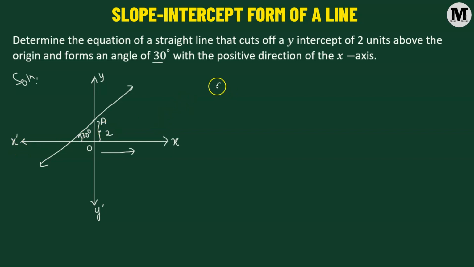Now that we have the angle theta, which is 30 degrees, we can find out the slope of the line. The slope of the line m is simply the tangent of the angle that it makes with the positive direction of x-axis. We have tangent of 30 degrees, that's going to be the slope. Tangent of 30, we know, is a standard value of 1 over square root of 3. So this is going to be the slope of the line. Now it's also given here that the y-intercept is 2 units above the origin. So that means the y-intercept, which we usually denote by the lowercase letter c, is 2 units.